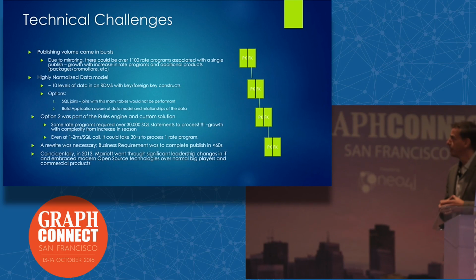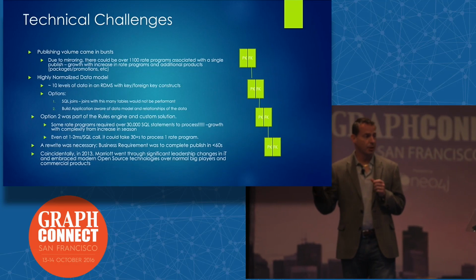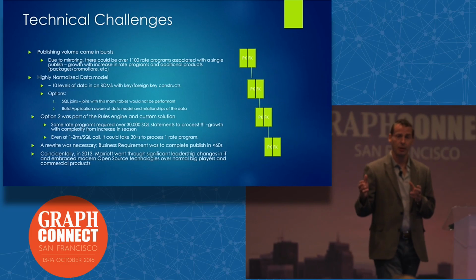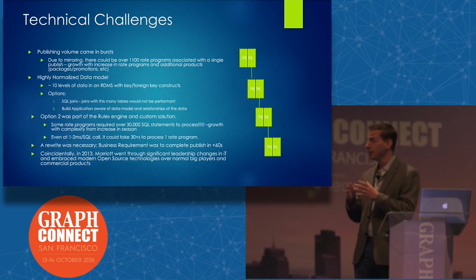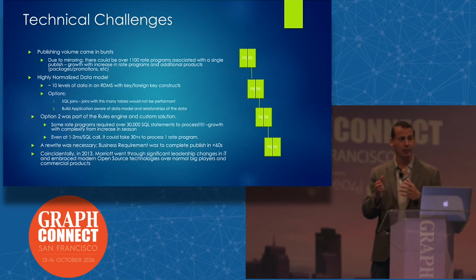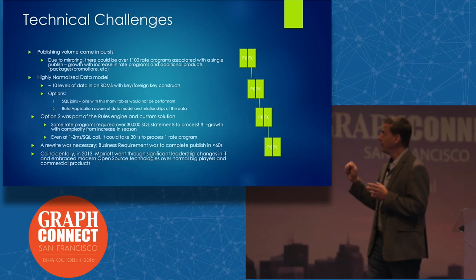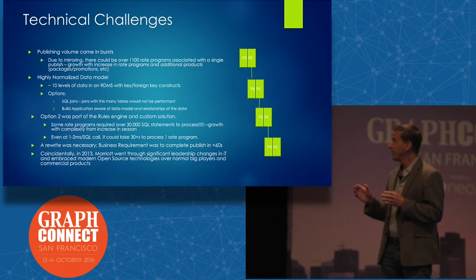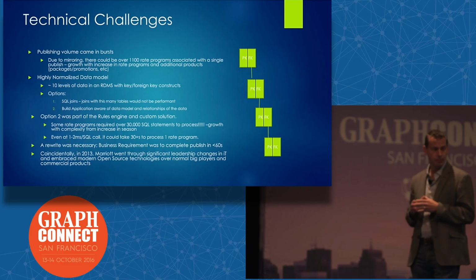So why did we have those challenges? One is publishing happens in bursts. I'm talking about the number of rate programs being updated at 650,000. I'm talking about the number of seasons increasing to 200. You multiply those together, and you're coming out to hundreds of millions of pricing updates per day. The fundamental issue that we had is we had a highly normalized data model that had 10 levels of data that needed to be traversed.